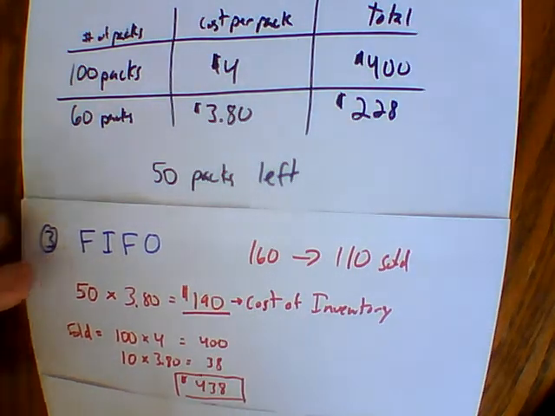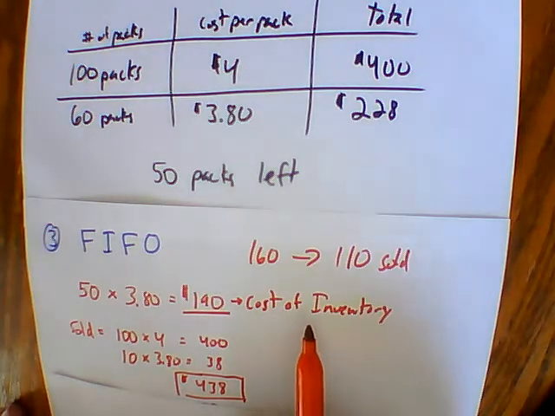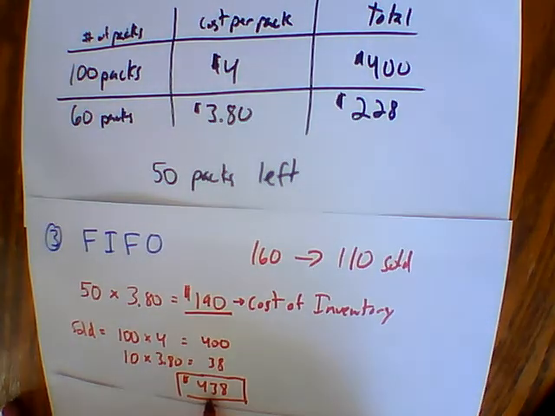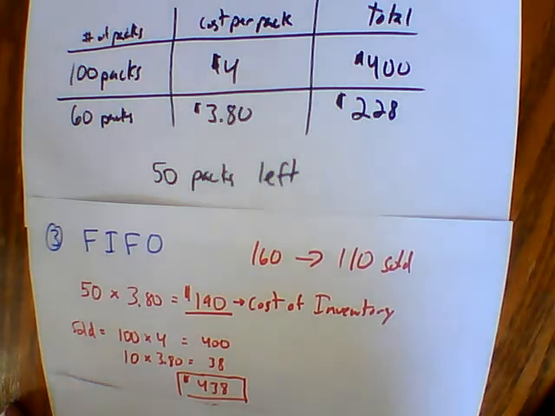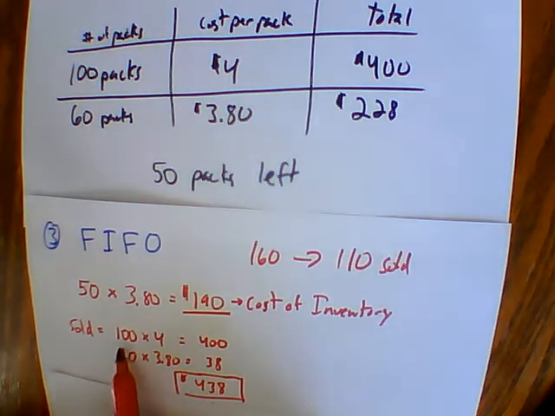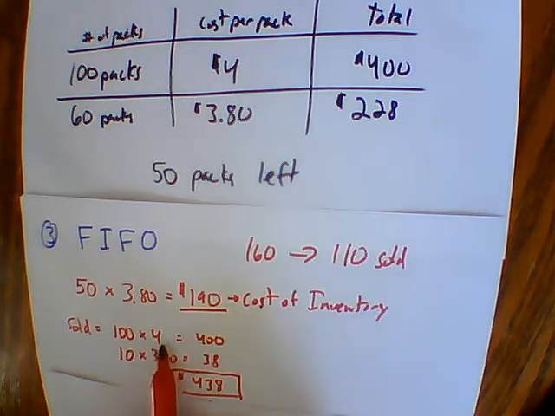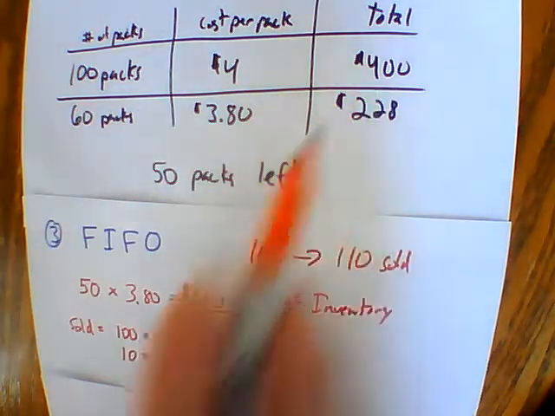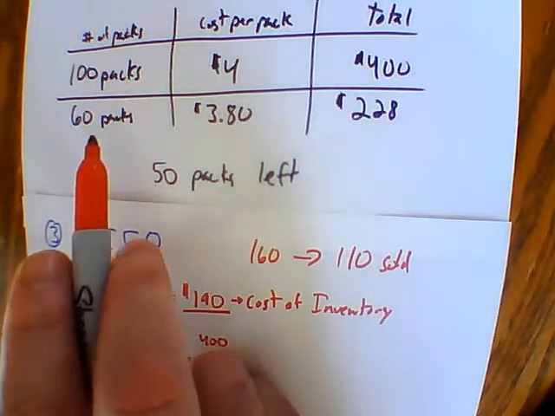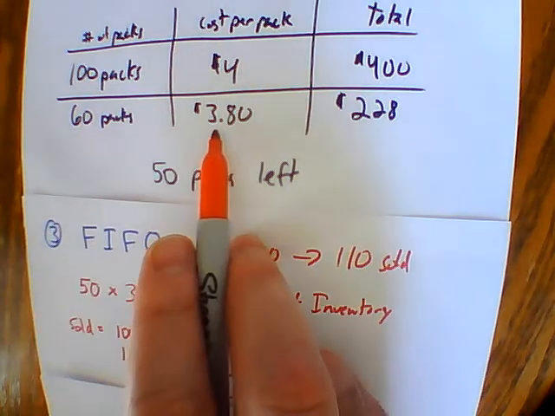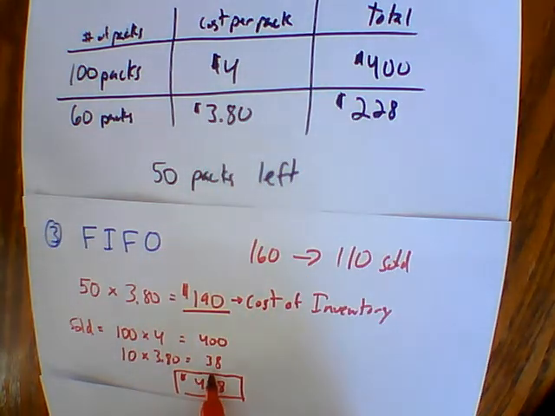Once again, considering this, the quantity sold would be $438. We could look at this by taking 100 packs at the $4, which gives us $400. That's this right up here. And then 10 packs left right here, so we have 10 packs sold at $3.80, giving us $38.